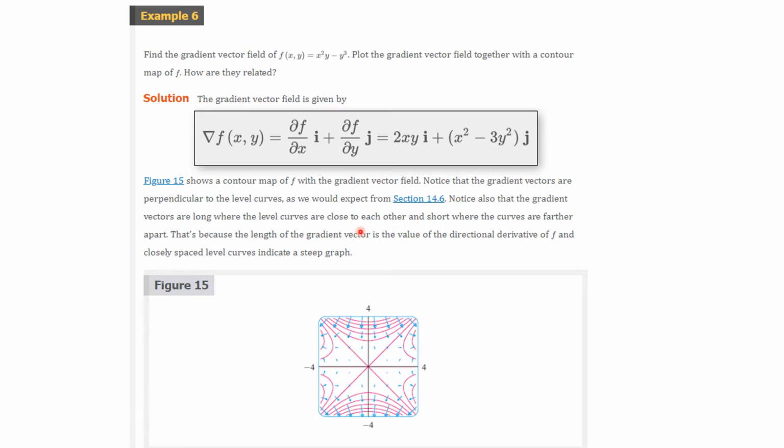Now notice the gradient vectors are perpendicular to the level curves. We knew that from our previous learnings. But note also that the gradient vectors are long where the level curves are close together and short where the curves are further apart. That also makes sense, because the length of the gradient vector is the value of the directional derivative of f, and closely spaced level curves indicate a steep graph. So this is the answer to this problem, a little bit of a review.